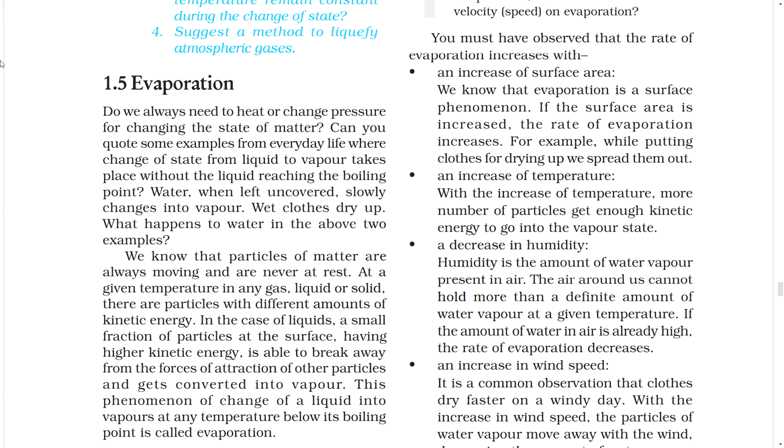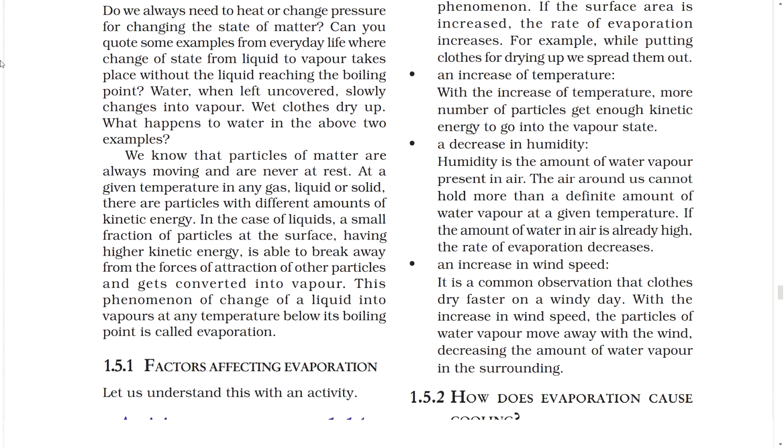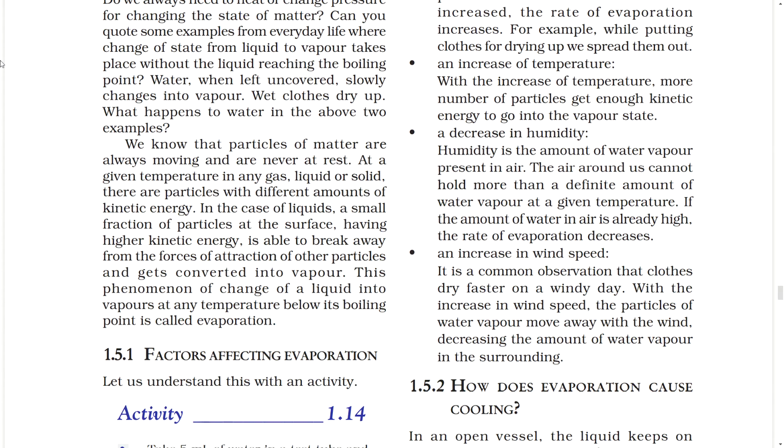A decrease in humidity. Humidity is the amount of water vapor present in air. The air around us cannot hold more than a definite amount of water vapor at a given temperature. If the amount of water in the air is already high, the rate of evaporation decreases. An increase in wind speed. It is a common observation that clothes dry faster on a windy day with the increase in wind speed. The particles of water vapor move away with the wind, decreasing the amount of water vapor in the surrounding.